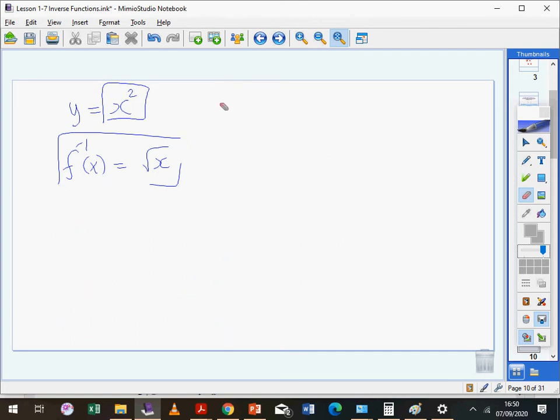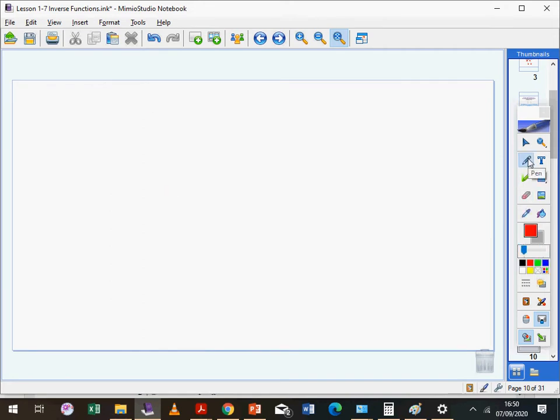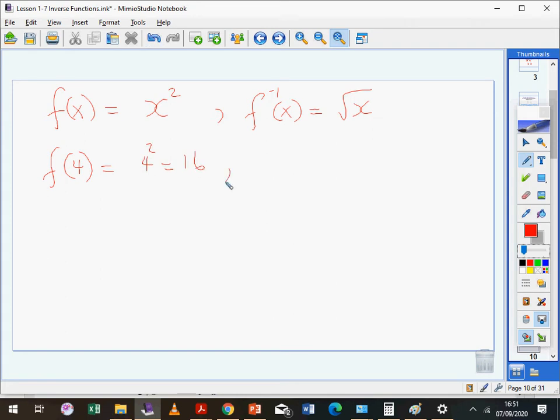I want to use an example that will bring it out a bit more clearly. So if my function is x squared, we know that its inverse function would be the square root of x. Now, if I put an input of 4 in this function, that input should be 4 squared, which would give me 16. Now, the inverse of this function should take 16 as the input and should give me an output of 4.